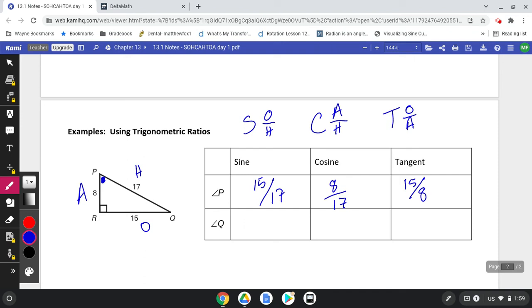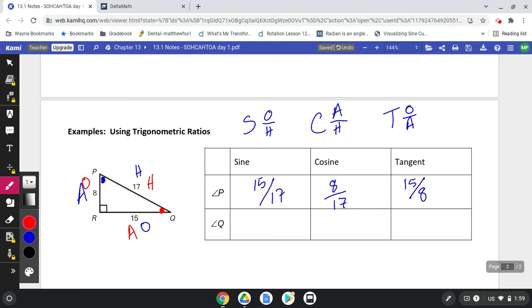Now in red here, I'm going to show you angle Q, and it changes if we were talking with respect to angle Q. Now the hypotenuse will still be the same. It's still 17. But the 15 is now beside that angle, so that becomes adjacent. The 8 becomes our opposite.